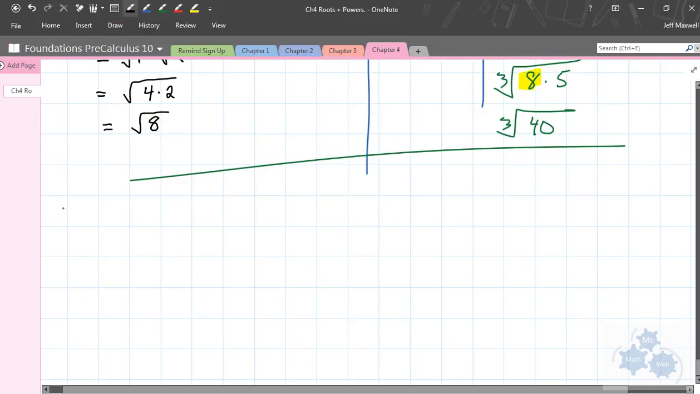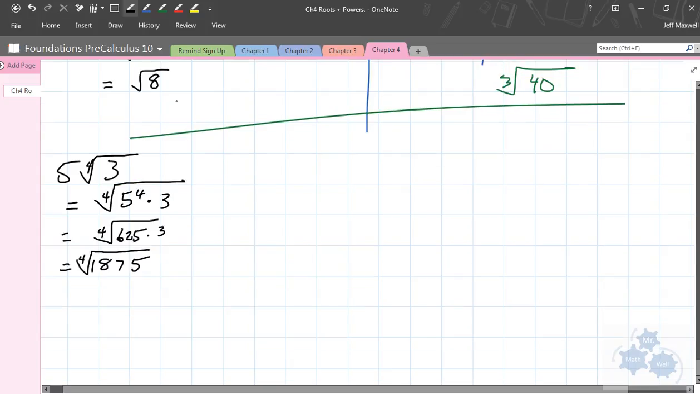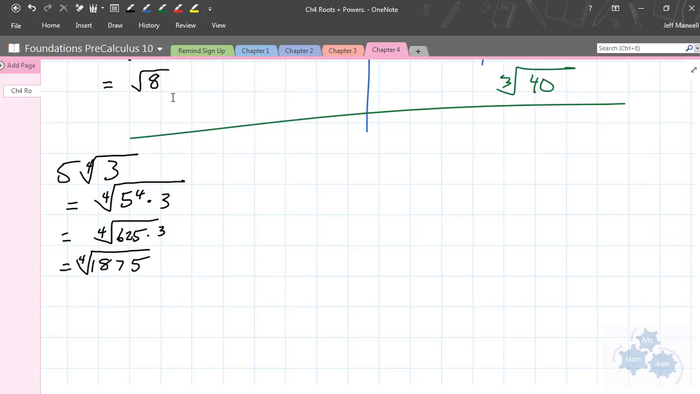What if you have 5 times the 4th root of 3? Okay, this is a mixed radical form. Let's put it in entire radical form. Why don't you take half a minute and see if you can do that based on what we've been doing. All right, you can check up on the board when you're done, just to see if that matches up with what you did.